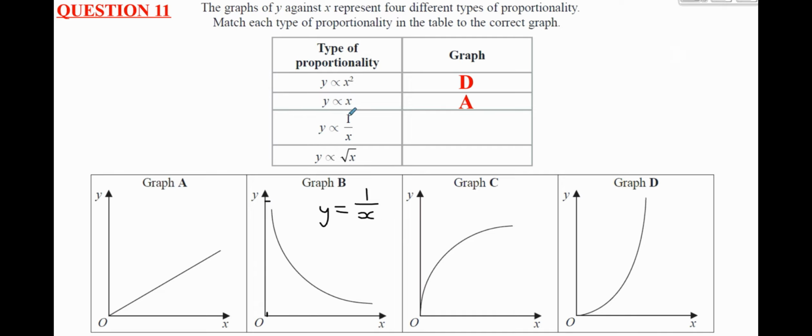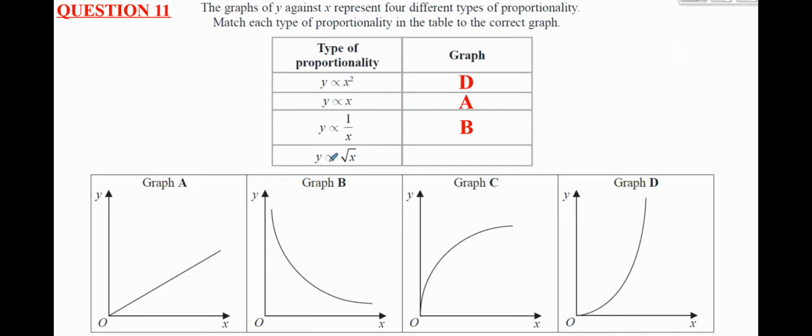A graph of inverse proportionality, inverse to x, will always look like a curve like this, where it scrapes the y-axis as it goes higher, and as x goes larger, it scrapes the x-axis but never touches. So long story short, this is graph B.